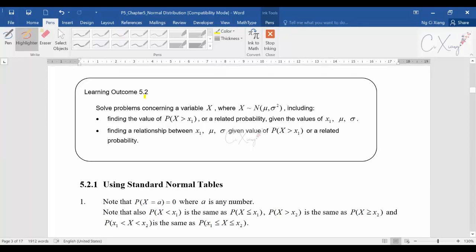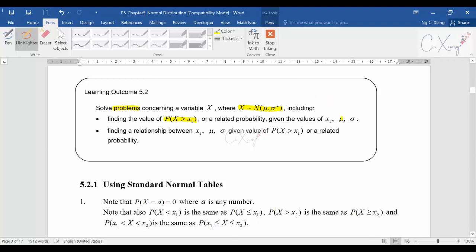For the video today, we are going to discuss how to use the standard normal tables to find the probability. Okay, so we can have a look at the learning outcomes for today. The first is we need to learn how to solve problems which are normally distributed. And after that, you also need to know how to use the table to find the value for probability.